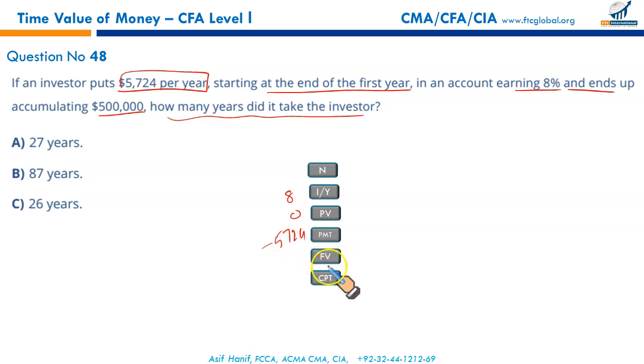The payment he's making every year is 5,724. It's an ordinary annuity. The future value is $500,000, and the years we have to calculate. We just have to calculate the number of periods. Enter the interest rate, PV 0, the periodic yearly payment, and the future amount. You punch in all the numbers, and your N should be 27. Straight TVM computation, no twist involved.